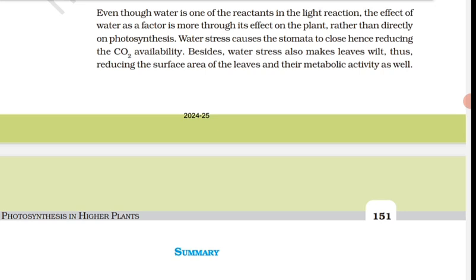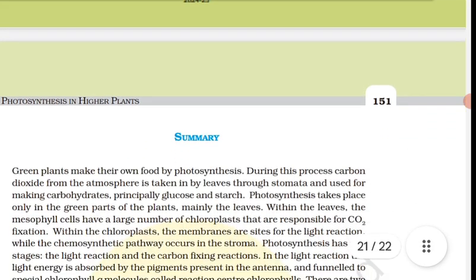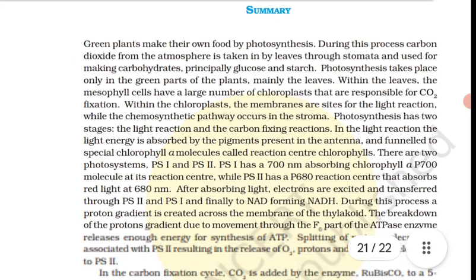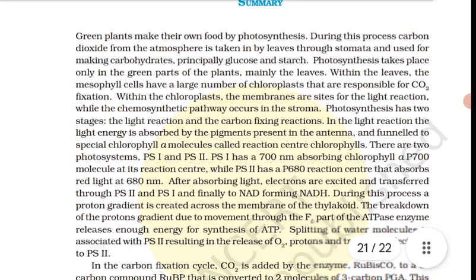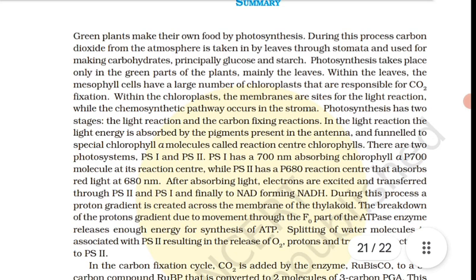Some tropical plants show a special type of photosynthesis called the C4 pathway. In these plants, the first product of CO2 fixation that takes place in the mesophyll is a 4-carbon compound. In the bundle sheath cells, the Calvin pathway is carried out for synthesis of carbohydrate.